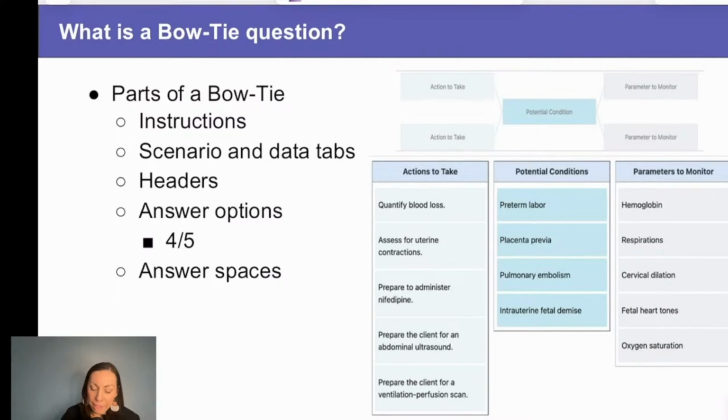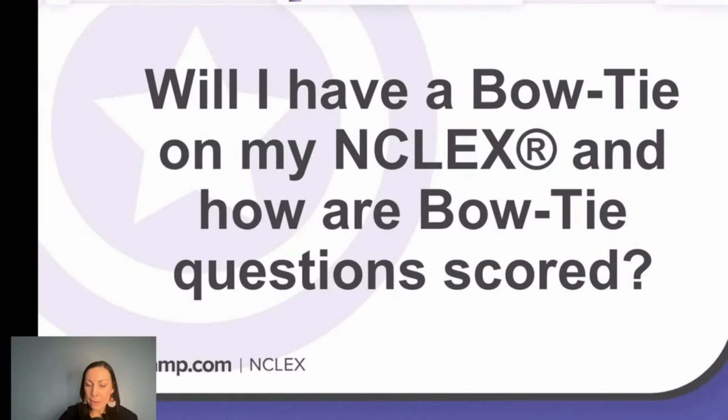And then you're going to have headers here that you'll see, which is going to be our actions to take. In the center, we have our potential conditions, and then our parameters to monitor. This is what you're going to pick from. In the center column, you're going to first pick your potential condition, and you have 4 options, and you'll drag that up to your center bow tie here. And then you're going to pick 2 actions and 2 parameters to monitor. And you'll drag them up into the answer spaces, and it looks like a bow tie. So that's how it has its name.